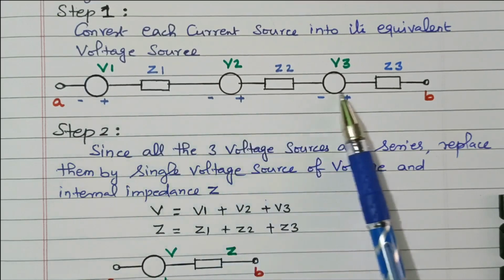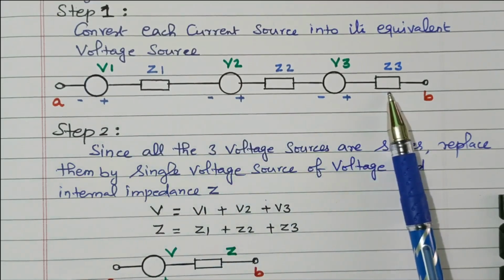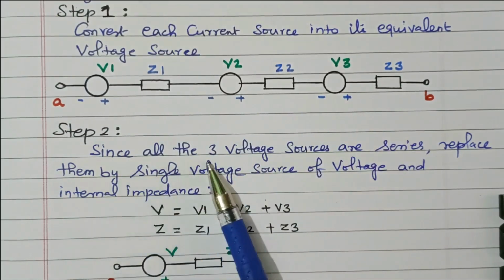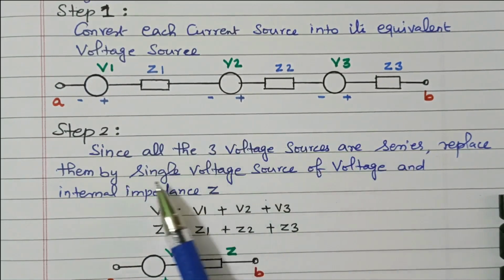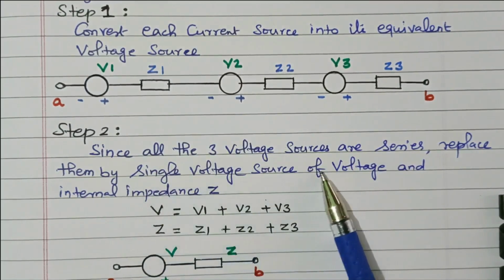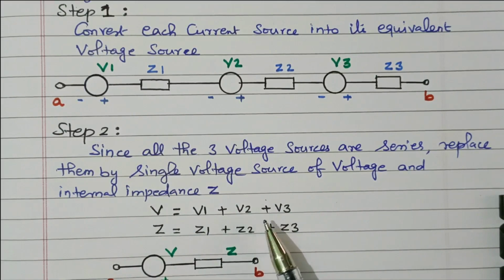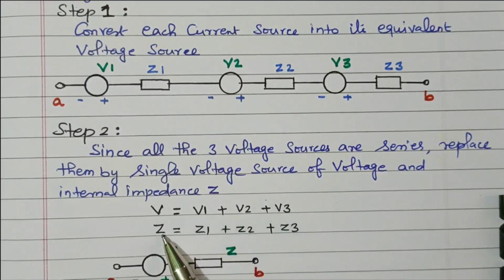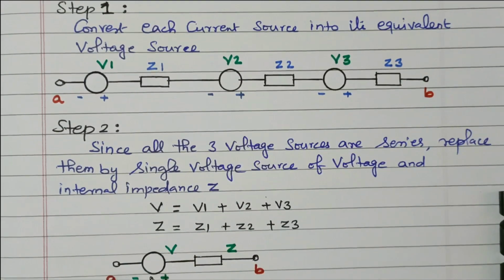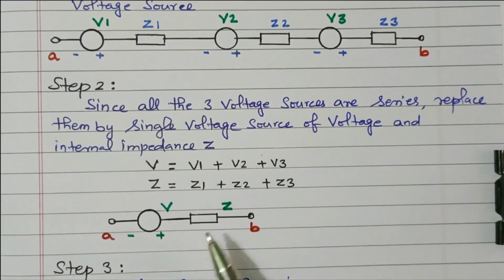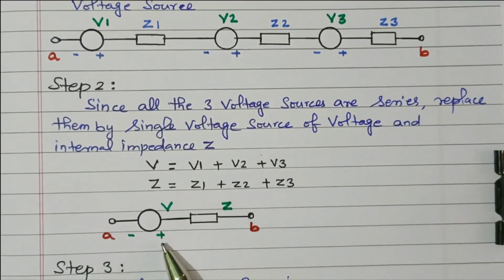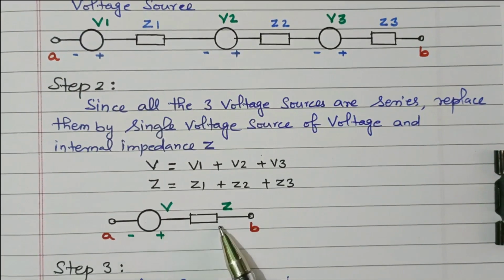These are all connected in series. Since all 3 voltage sources are in series, replace them by a single voltage source and single impedance Z. How to calculate? V equals V1 plus V2 plus V3, all are connected in series. Similarly, impedance is also connected in series, Z equals Z1 plus Z2 plus Z3. So we can replace with a single voltage source and single impedance V and Z. Right. Now we'll see the equivalent current source.